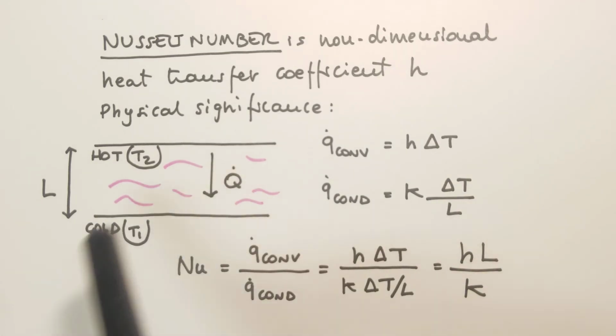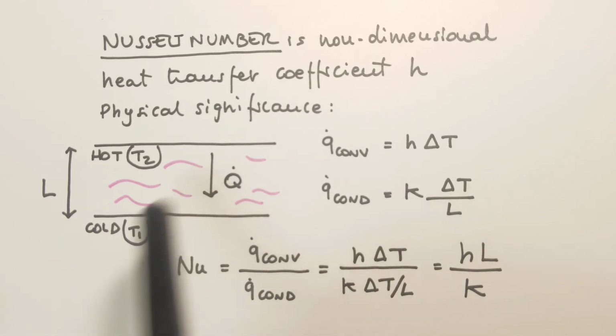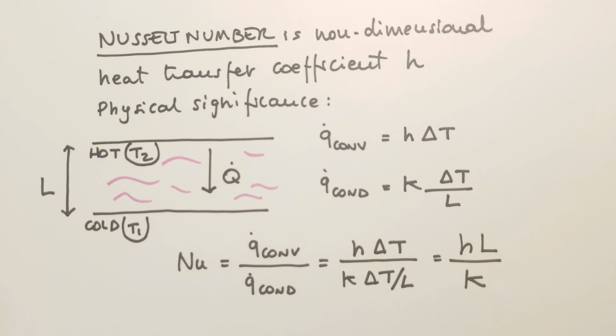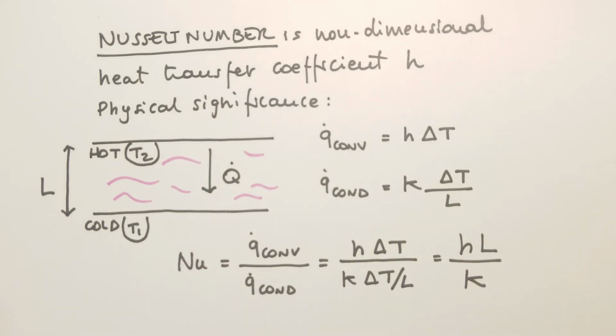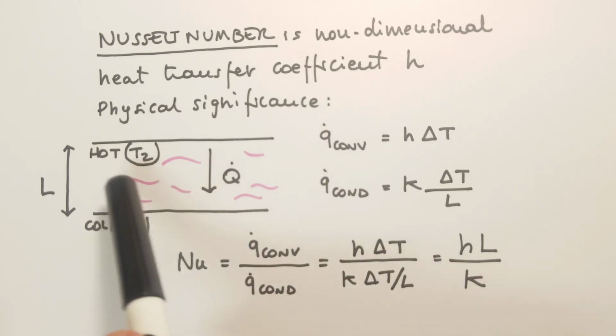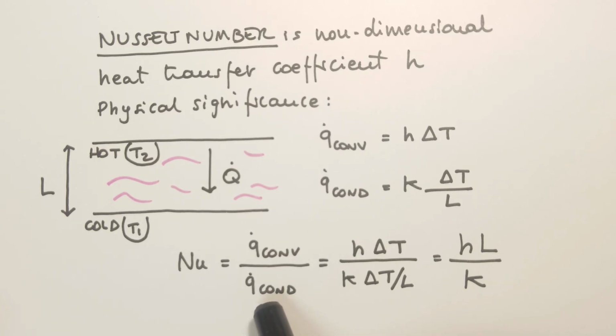If instead the motion of the fluid is not occurring, we have just Q conduction. There's no bulk motion, so heat is transferred through the liquid or gas by conduction. Then we have k delta T divided by L. So the Nusselt number can be defined as the ratio between this Q convection, when there is bulk motion, divided by Q conduction, the heat transfer when there is no bulk motion. If you substitute these two quantities, we get the definition of the Nusselt number.